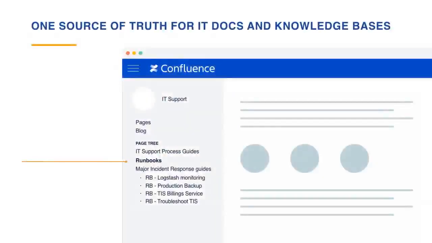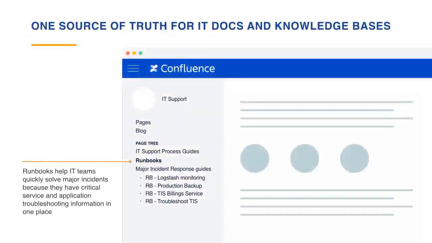And when it comes to troubleshooting major outages, we rely on detailed troubleshooting guides close at hand to help investigate the issue. Some IT teams refer to these types of guides as runbooks. Runbooks help IT teams quickly solve major incidents because they have critical service and application troubleshooting information in one place. And in many cases, this can reduce incident resolution time by 40%.